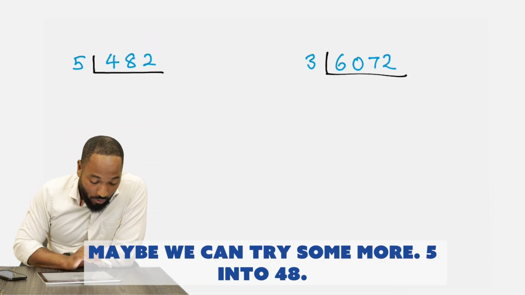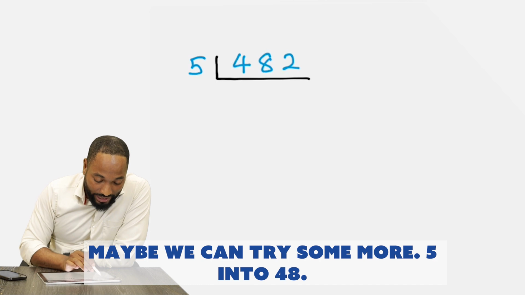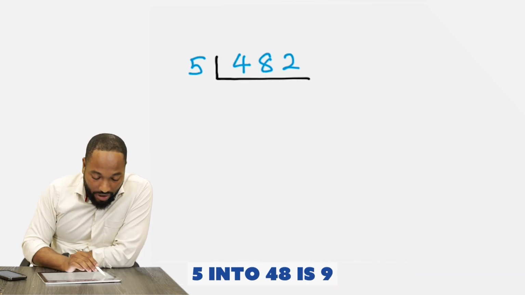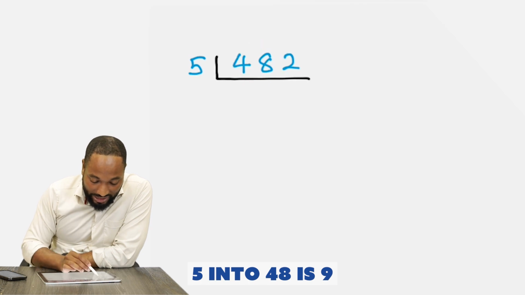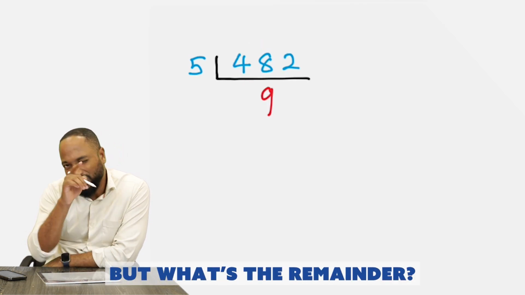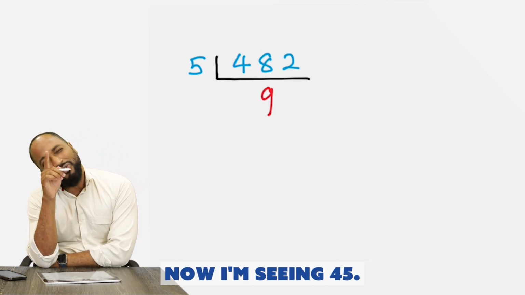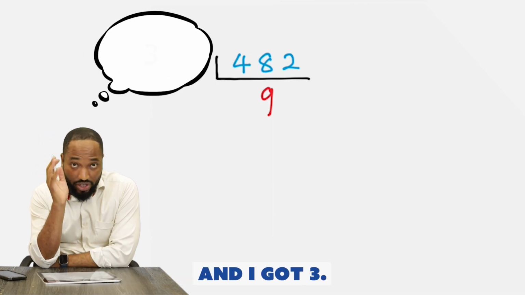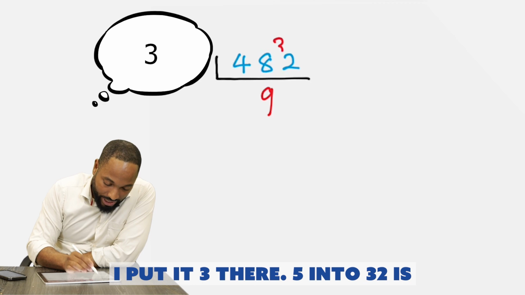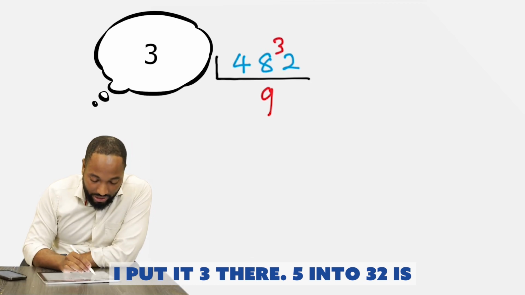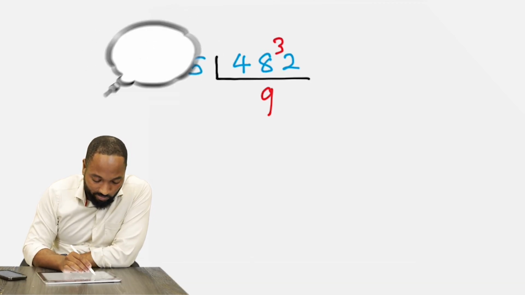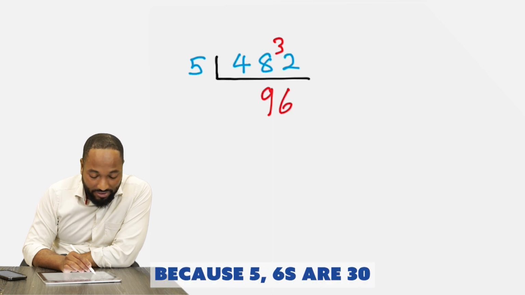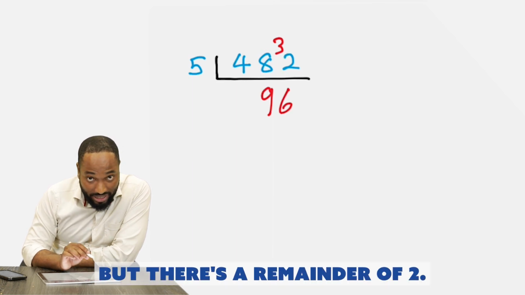That's short division. So how are you feeling about short division? Maybe we can try some more. 5 into 48. I'm ignoring this 4 because 5 can't go into 4 giving a whole number. 5 into 48 is 9, because 9 fives are 45. But what's your remainder? I'm seeing the 45, I'm seeing the 48. I'm doing that subtraction in my mind, and I got 3. Did you get that as well? I'll put a 3 there. 5 into 32 is 6. Yeah, because 5 sixes are 30, but there's a remainder of 2.